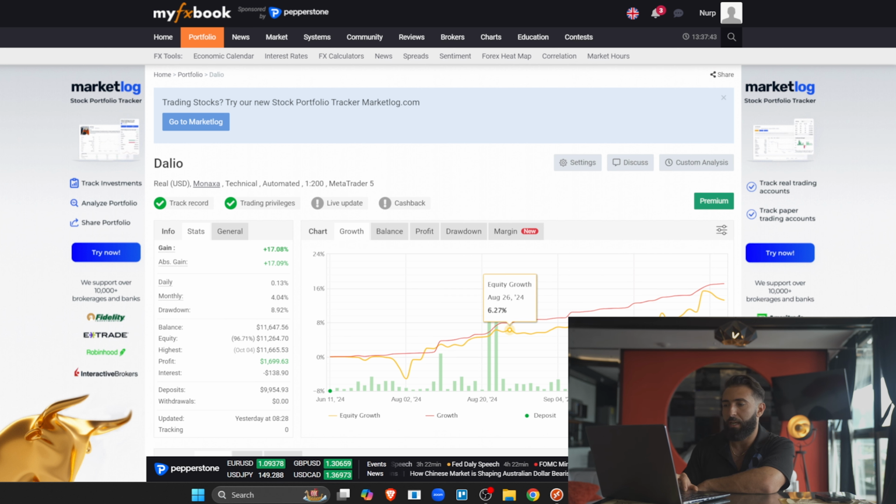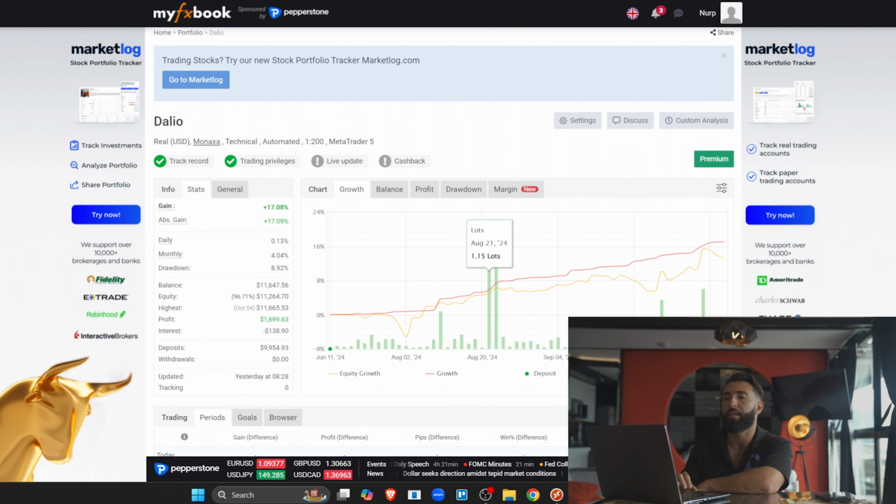As you can see, it's been kind of up and to the right. I'm quite happy with this equity curve. It's been smooth, steady growth. Of course, it's had its pullbacks, but I've yet to experience a losing month. In fact, let's scroll down and look at the months.